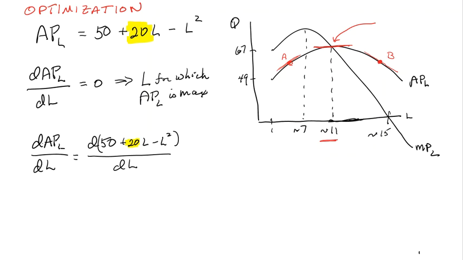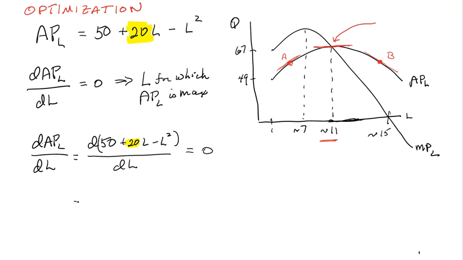So, my apologies, back up to average product of labor, it's 50 plus 20L minus L squared, and we're going to take the derivative, last line here I'm working on, of the average product with respect to L. We're going to find where that slope is equal to 0. So we're going to solve this and set it equal to 0. And then we're going to solve for L.